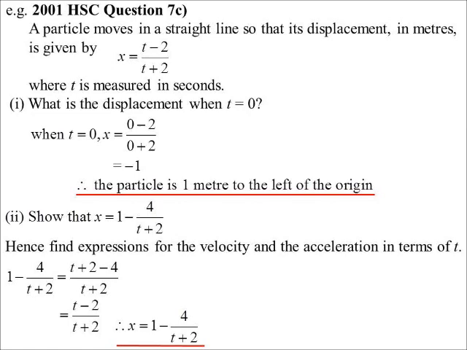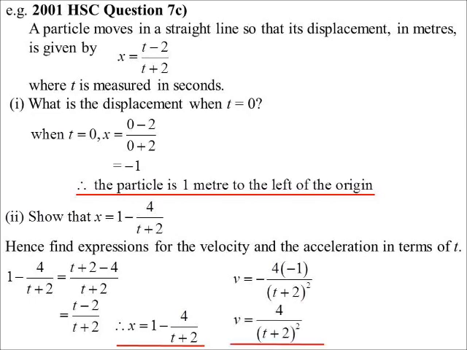Now, hence find our expressions for velocity and acceleration. And I guess that was to make the calculus easier, because I think it's easier to differentiate x equals 1 minus 4 on t plus 2 rather than t minus 2 on t plus 2. Because with t minus 2 on t plus 2, I've got to fully use the quotient rule. Whereas here I can just use the reciprocal rule. Because if I differentiate 1, I get 0. I've got a constant on the top, so I'll leave that constant there, and this is minus the derivative on the function squared. So minus 1 on t plus 2 squared.